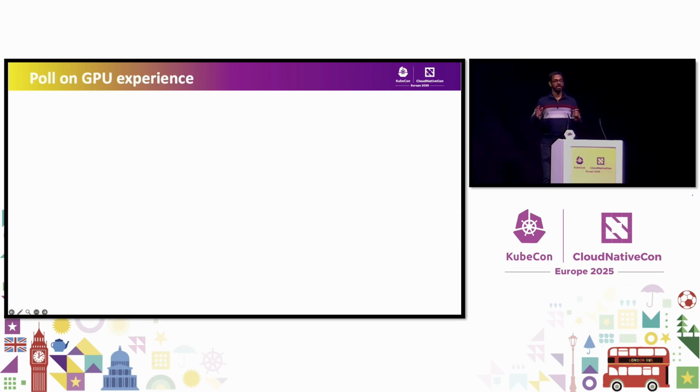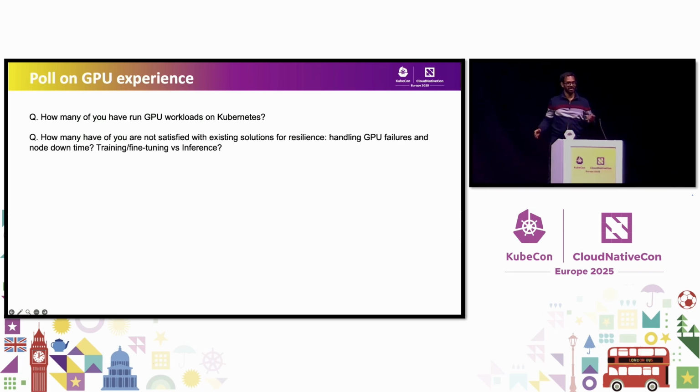For this part, I would really, really love your participation. There'll be 3 questions. First one, how many of you have run GPU workloads in Kubernetes? Please raise your hands. Wow, that's great. Almost everyone here has done that, as expected. And then, how many of you are not satisfied with the existing solutions for resilience? Things like handling GPU failures or node downtime. Could you please raise your hands? OK, almost all of you who raised previously too.